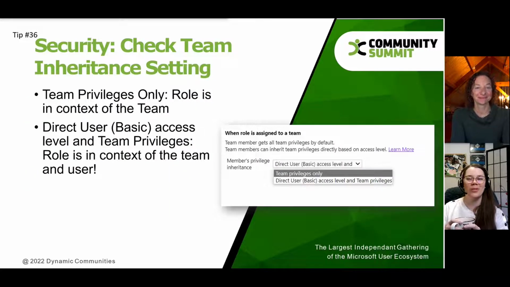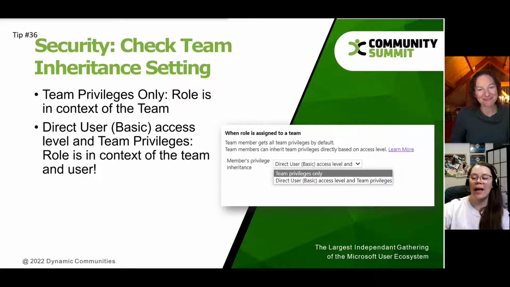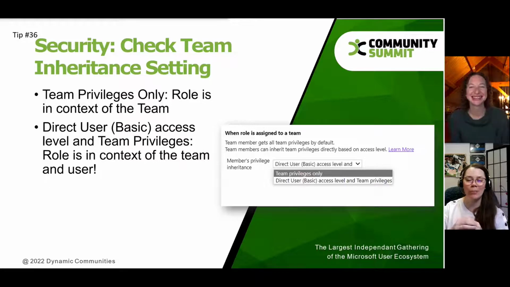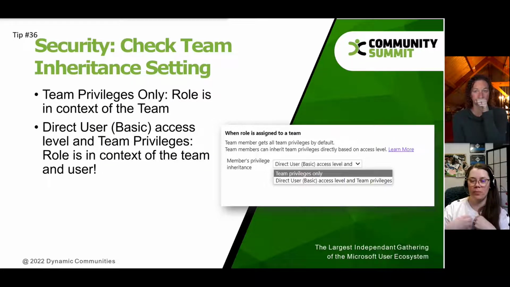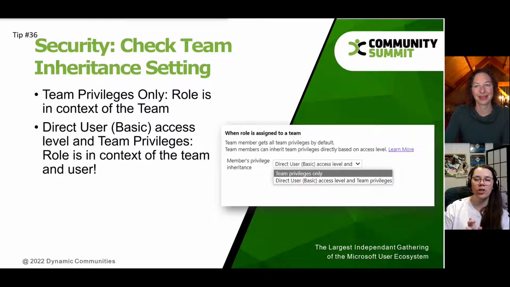Okay, here are some more security tips. When you're looking at your security role, there's this lovely setting for member privilege inheritance. So many hard words. This can be set to team privileges only, meaning if it says something has user access, it's only for the team, not for me as a person. So I want you to check your roles and change them to direct user and team level privileges.